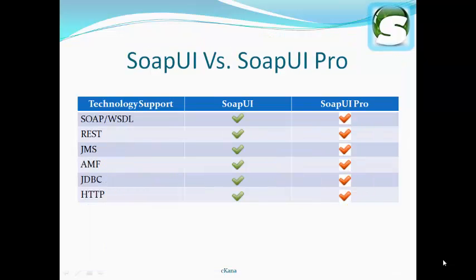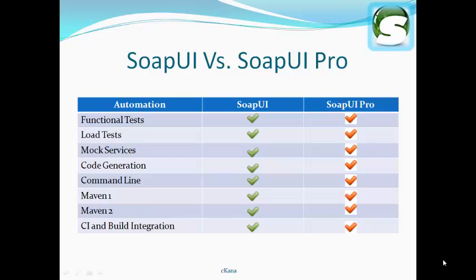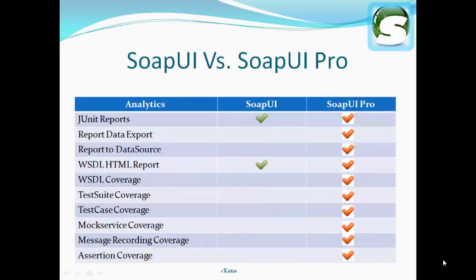In the technology support, SOAP UI and SOAP UI Pro are at par with each other. Same goes for the automation. In the analytics, SOAP UI provides JUnit support and Visual HTML support only, whereas SOAP UI Pro provides all of the listed analytics.